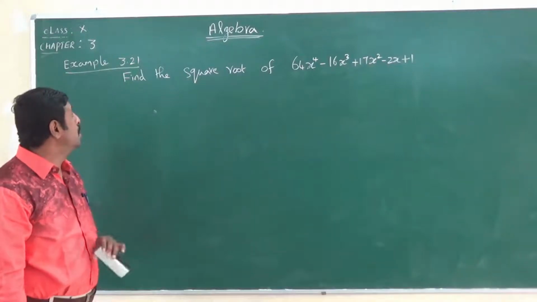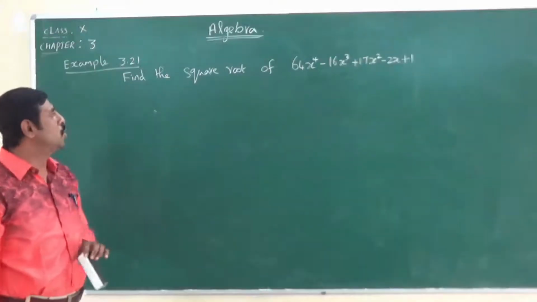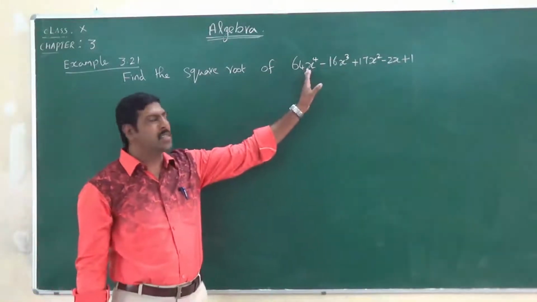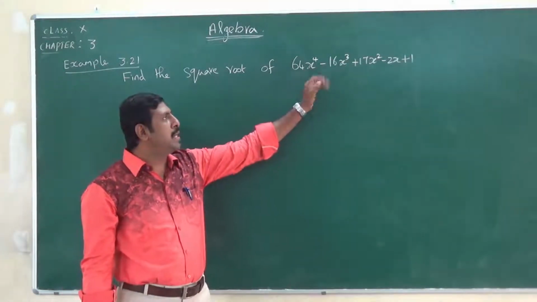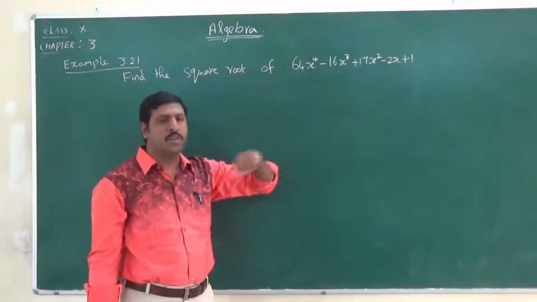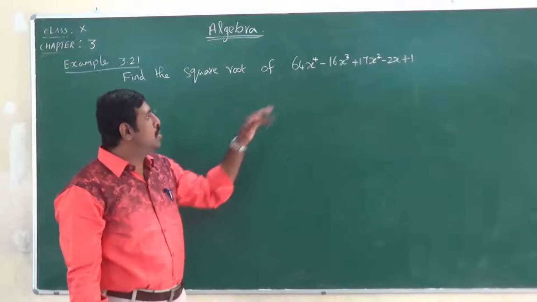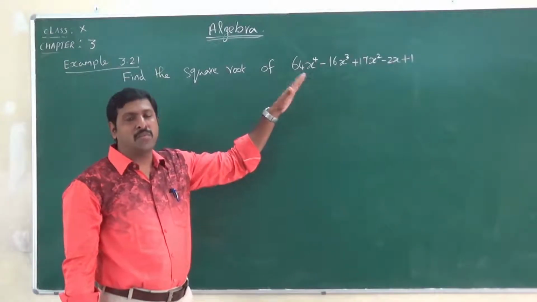Today we are going to see the example sum 3.21. Find the square root of 64x power 4 minus 16x cube plus 17x square minus 2x plus 1. First of all, we want to check whether the given expression is in the standard form or not.